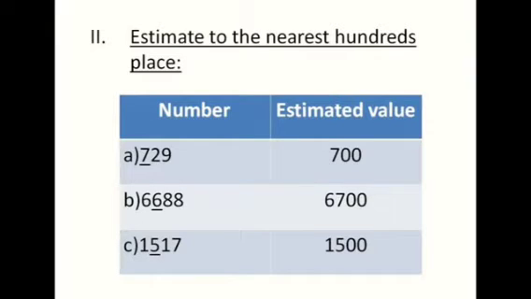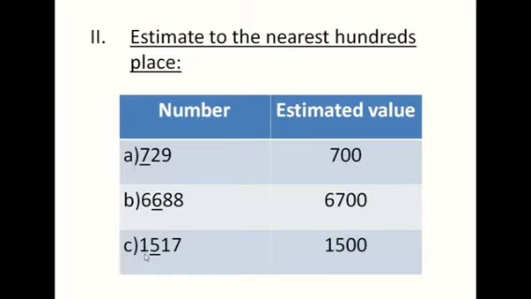Second main, estimate to the nearest hundreds place. Question number A, 729. 7 is in hundreds place. I think you have underlined also. So the estimated value is 700. 6688. 6 is in 100 place. So after estimation the value will be 6700.